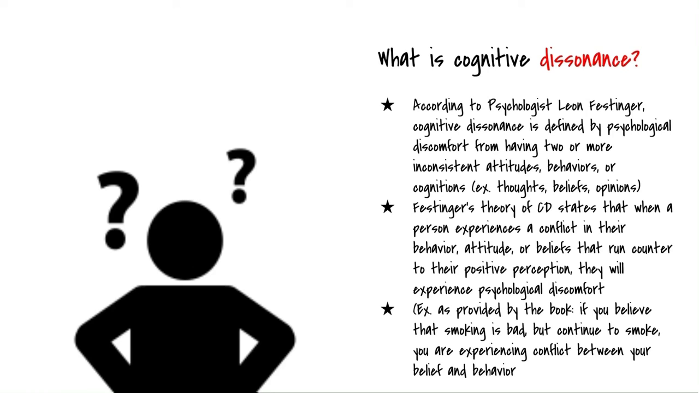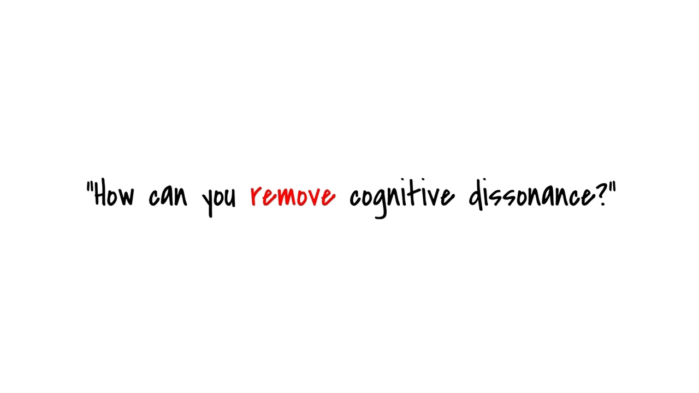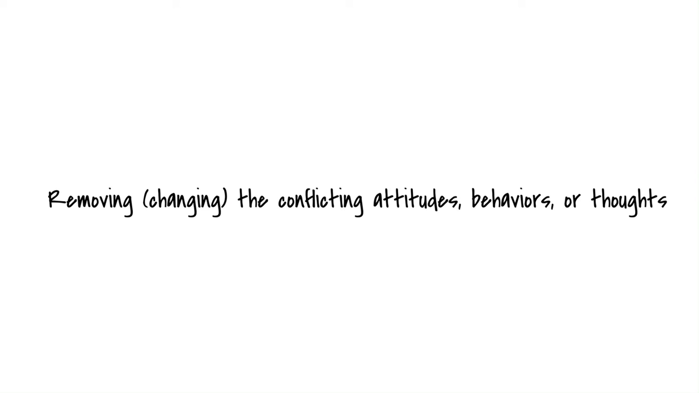An example, as provided by the book, is that if you believe that smoking is bad but continue to smoke, you're experiencing conflict between your belief and your behavior, therefore experiencing cognitive dissonance. After learning about cognitive dissonance, you may ask yourself, how can you remove cognitive dissonance? And it comes in a simple but not so simple solution, which is removing or changing the conflicting attitudes, behaviors, or thoughts.